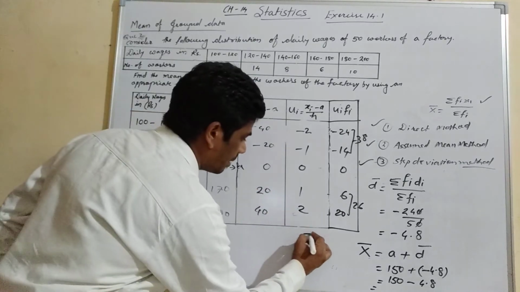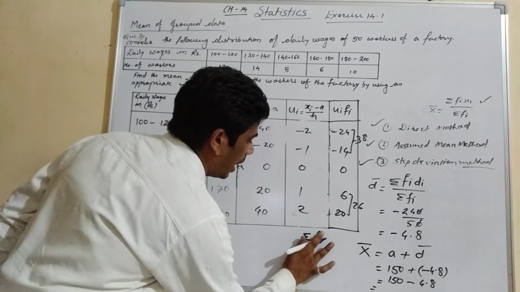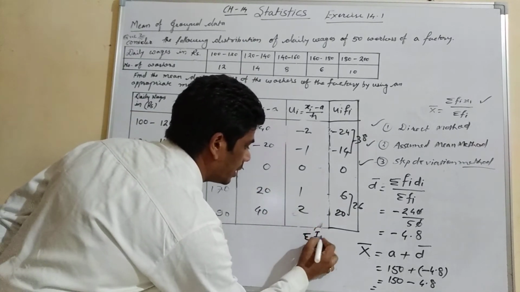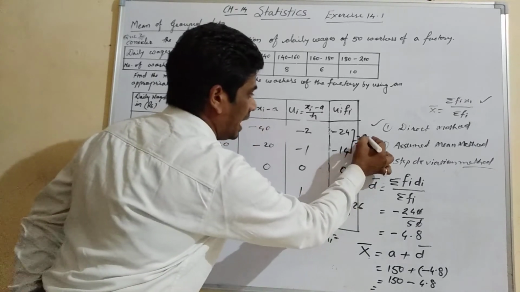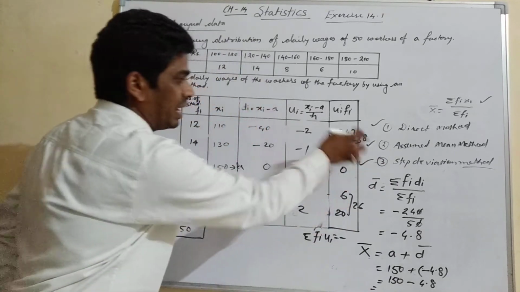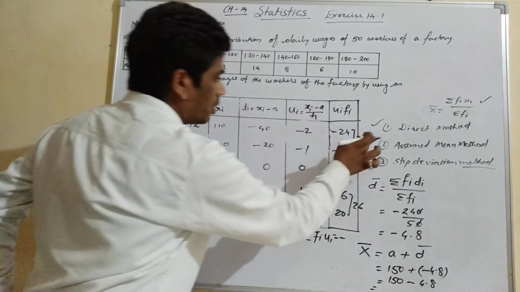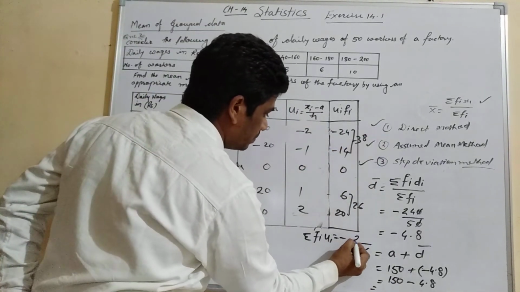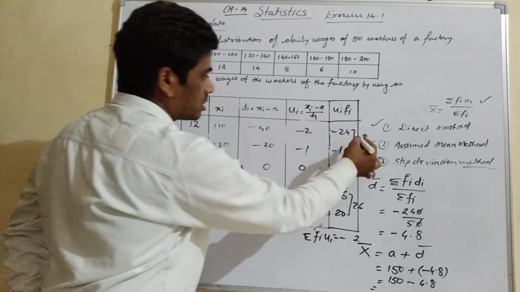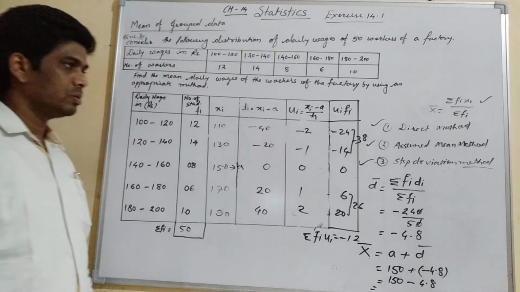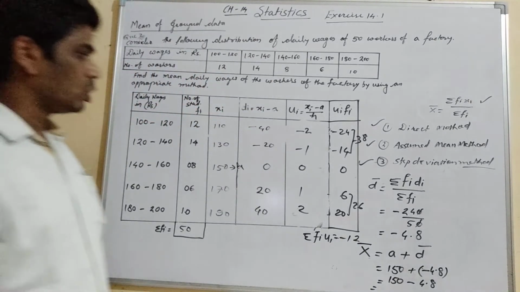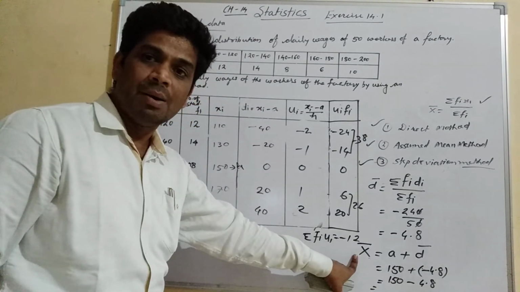So you will get summation of ui into fi, or fi into ui. Fi into ui will be negative, this 8. Why? Because minus 38 is bigger. So 8 minus 6, it will be 2. Okay, and this 3 minus 2, it will be 1. Okay, so it will be minus 12. We got here minus 12.